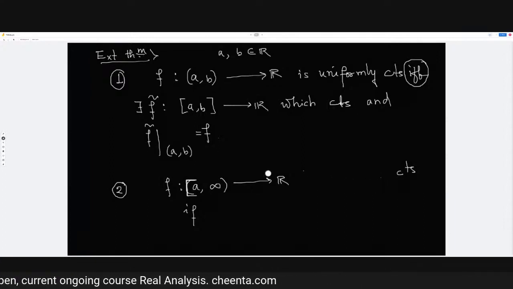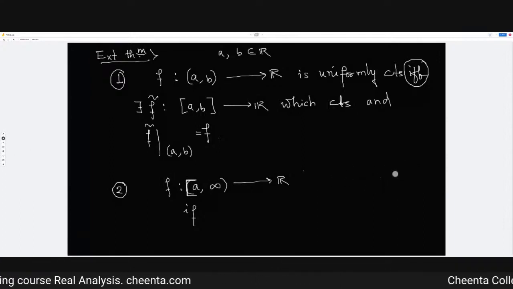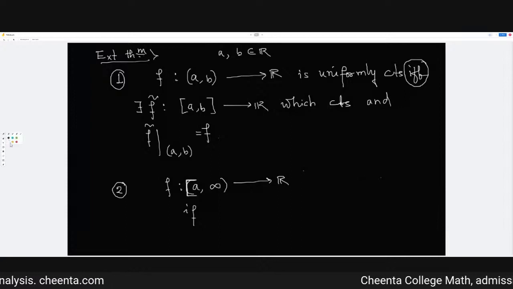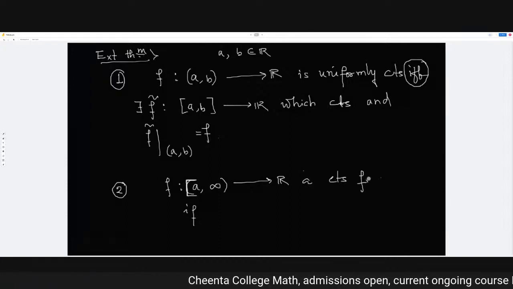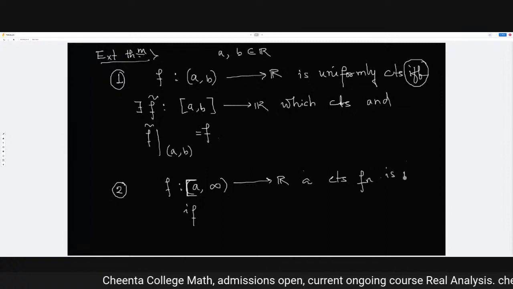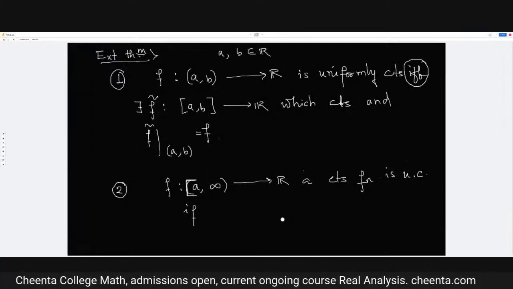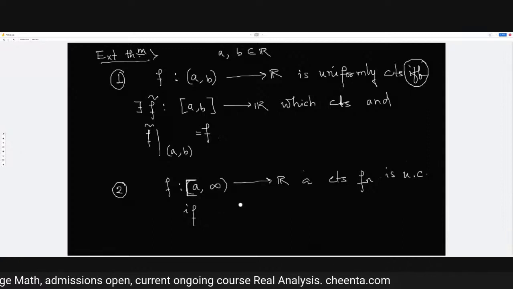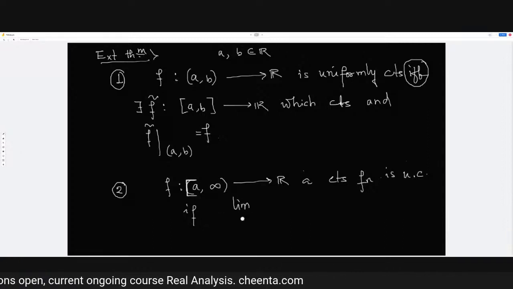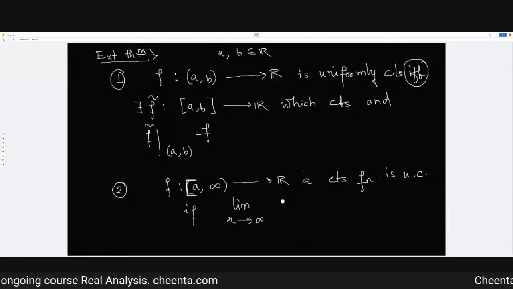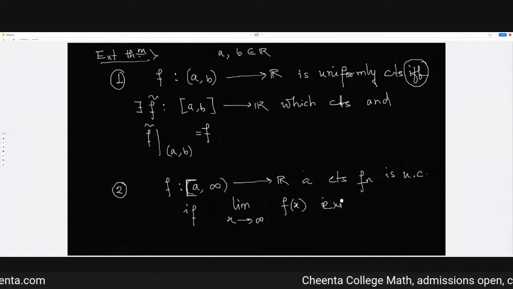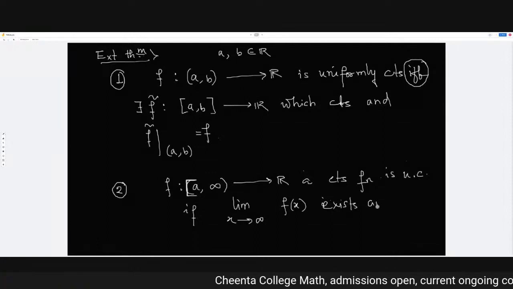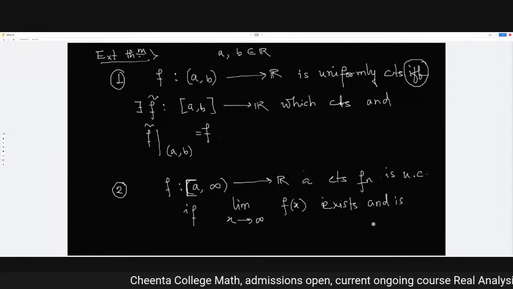So if f from the closed interval [a, infinity) to R is a continuous function, it is uniformly continuous if the limit as x tends to infinity of f(x) exists and is finite.